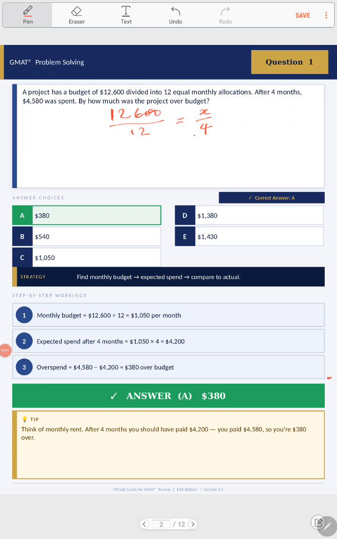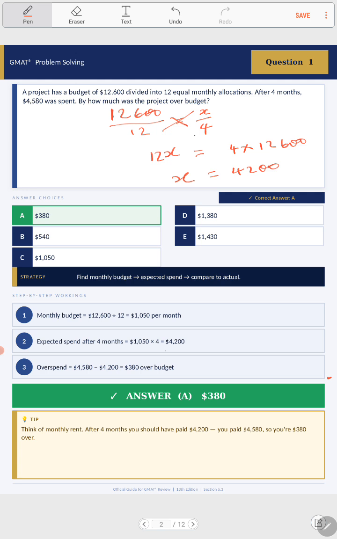So in addition to the provided solution here, this question can also be solved by setting it up as a proportion. That is 12,600 for 12 months, and we are looking for what is the amount due for 4 months. So if we cross multiply, we have this. Also we have 12s equals 4 times 12,600.